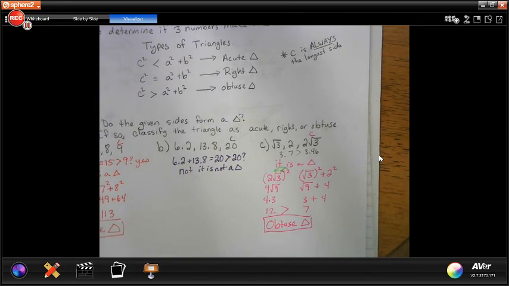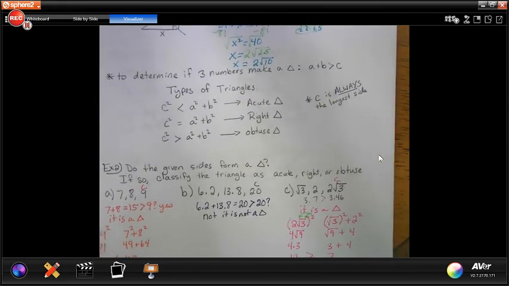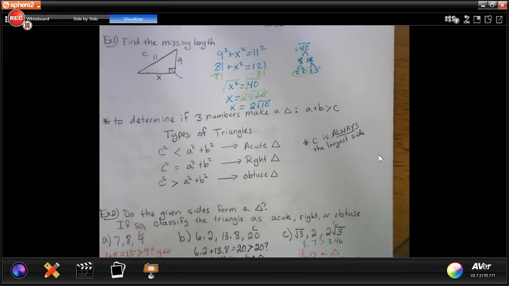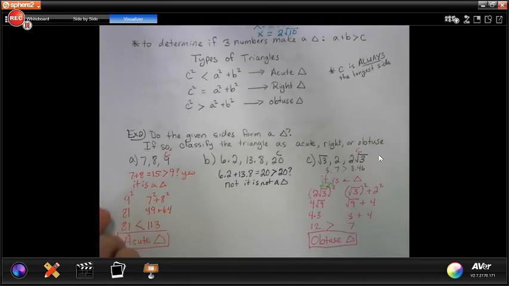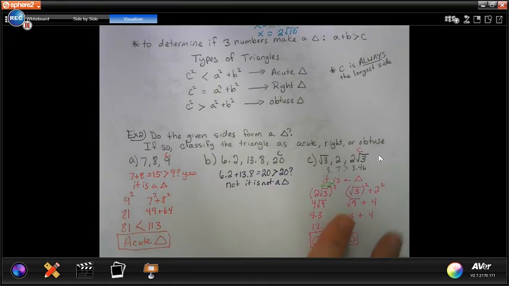I don't have any more examples. This is the last example for this assignment. So this is the Pythagorean Theorem assignment. You're doing the Pythagorean Theorem over and over again. This is still using the Pythagorean Theorem. It's just using the Pythagorean Theorem to find out if it's a right triangle, or if not, what kind of triangle it is.